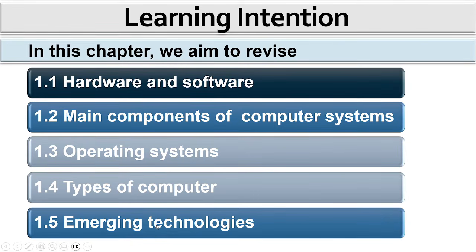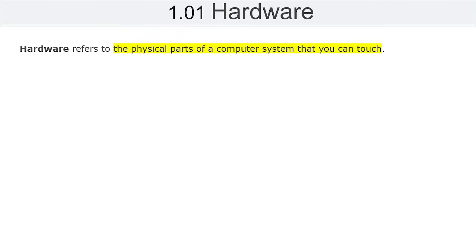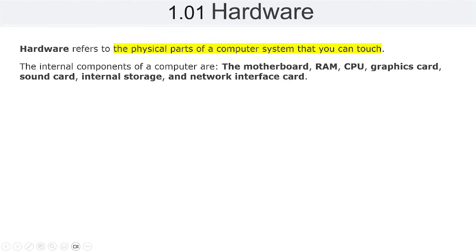All right, so without much ado, let's go on to hardware. Hardware is just a physical part of a computer system that you can touch. If you open a computer, you can touch some parts within it, right? Those parts that we can touch are referred to as the internal components of the computer. A good example is the motherboard, the RAM, the CPU, graphic card, sound card, the internal storage device, and the network interface card. These are just a few of them.